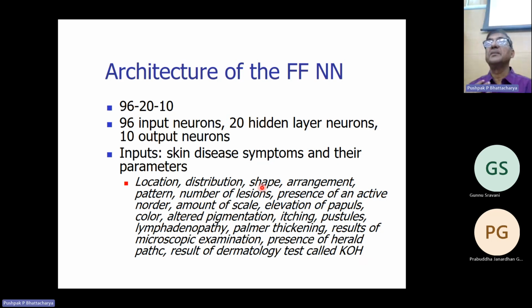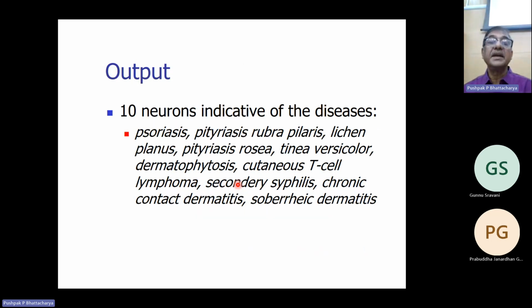All these we as computer scientists could not have done. Doctors had to tell us. So you see how doctors are not replaceable. The input vector is decided by consultation with doctors who bring in the medical knowledge. Otherwise, we are groping in the dark. What should be the input? Then the 10 neurons are indicative of the diseases.